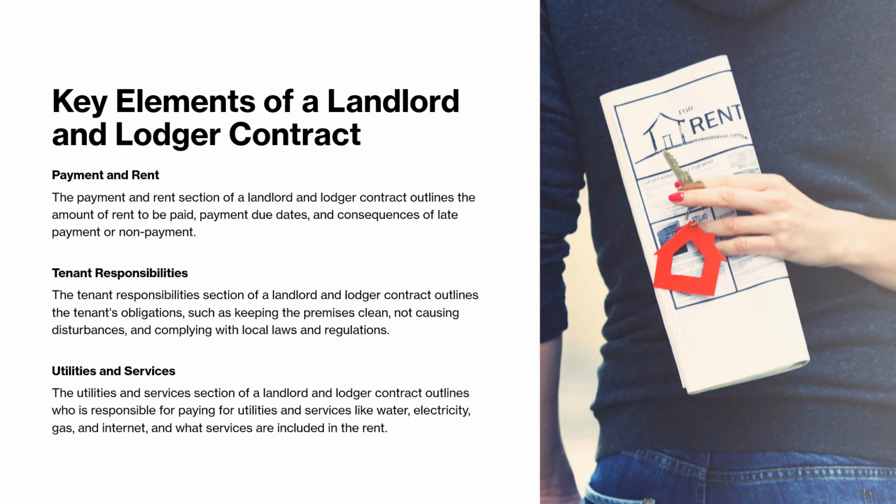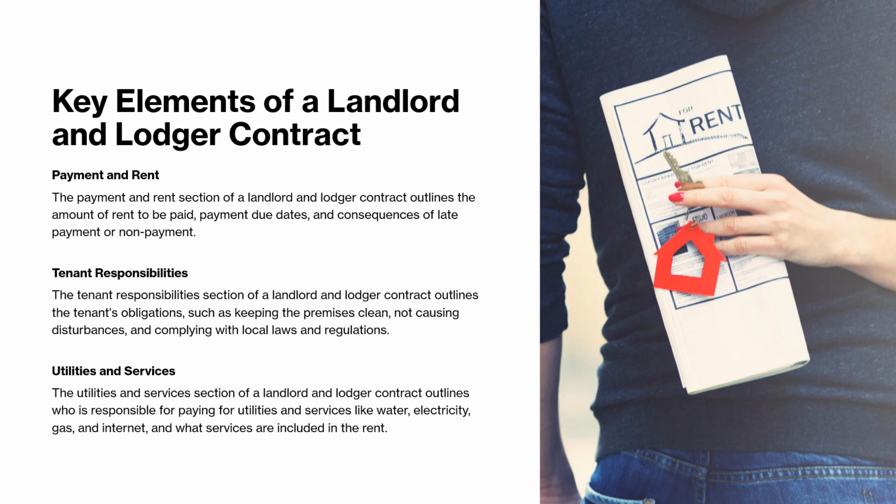Key elements of a landlord and lodger contract. Payment and rent. The payment and rent section outlines the amount of rent to be paid, payment due dates, and consequences of late payment or non-payment. Tenant responsibilities. This section outlines the tenant's obligations, such as keeping the premises clean, not causing disturbances, and complying with local laws and regulations.